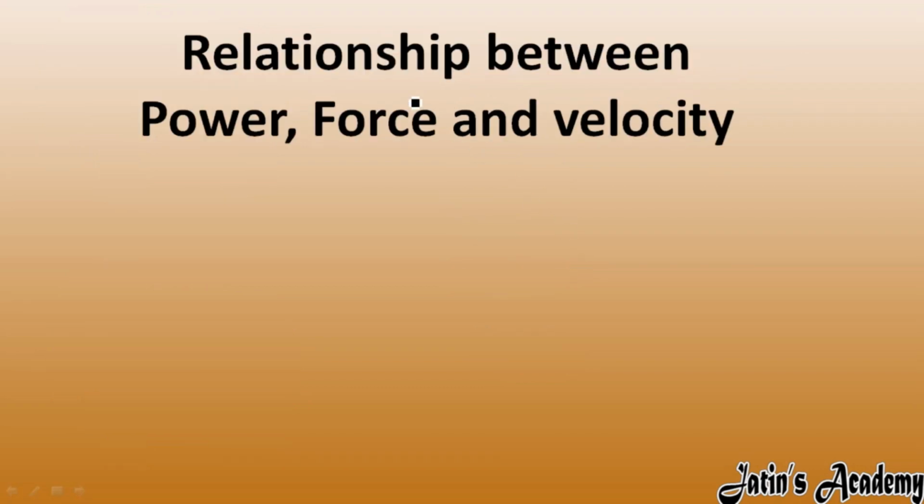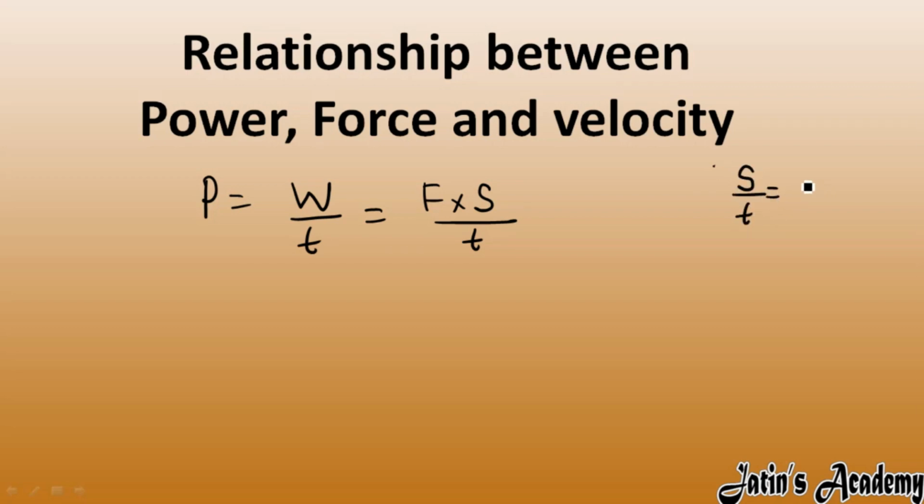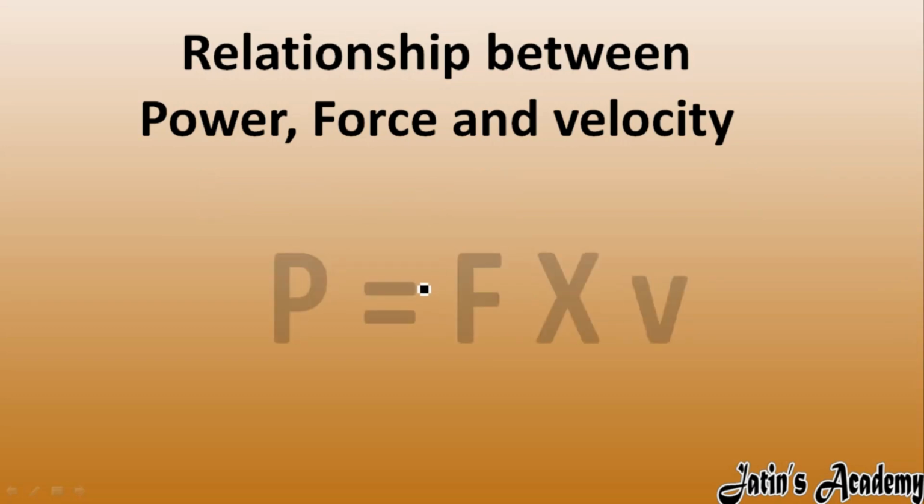Next, relationship between power, force and velocity. We know that power is equal to work done per unit time. And what is the formula of work done? Force into displacement, divided by time. So displacement per unit time is called velocity. So power we have as force into velocity. This is a derivation or relationship which is important from the numerical point of view. So power we got as force into velocity.